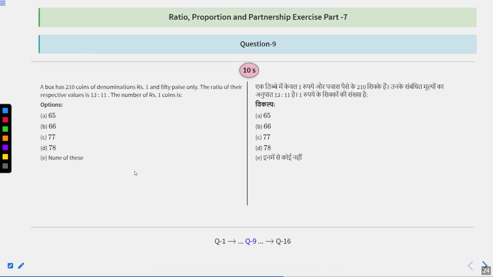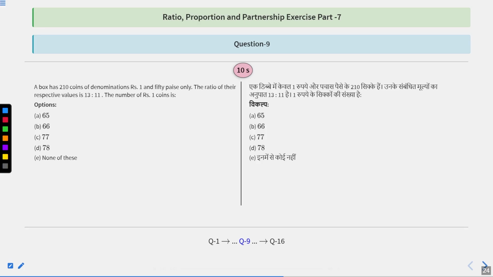Next one. A box has 210 coins of the denominations of 1 rupee and 50 paise only. The ratio of their respective values is 13:11. The number of 1 rupee coins is? You have 5 options and 10 seconds to analyze the question. Your time starts now.